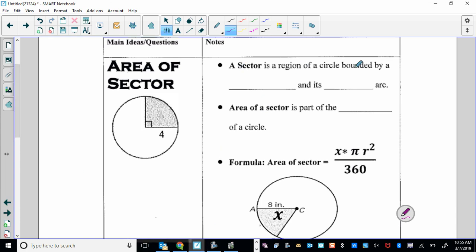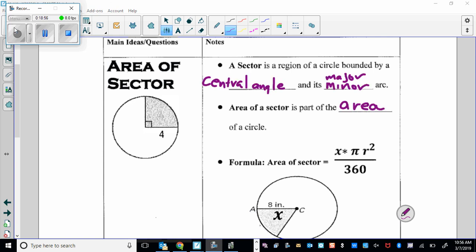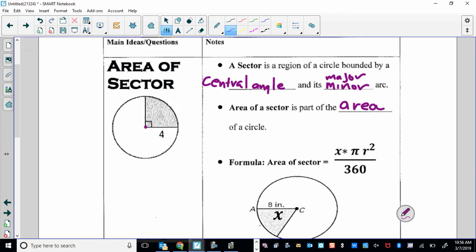A sector is a region of a circle bounded by the central angle and its minor arc. All right, so this is the definition: a sector is a region of a circle bounded by a central angle and its major or minor arc. In this case, most of the time it's going to be the minor arc. So this is the central angle, and this is the minor arc. I'm looking for the shaded region.